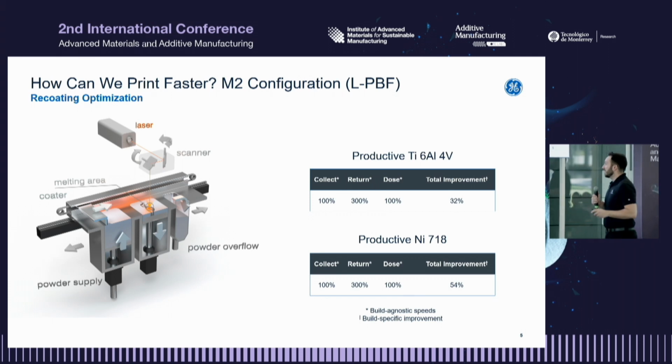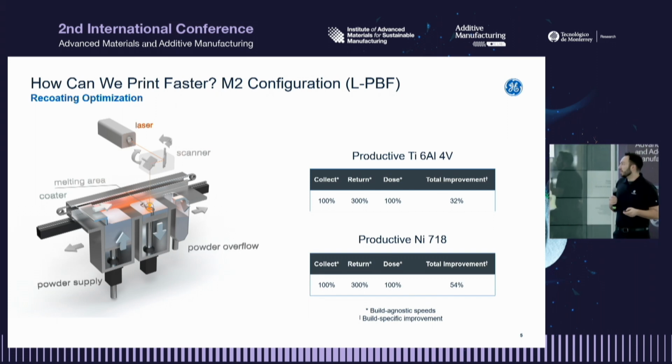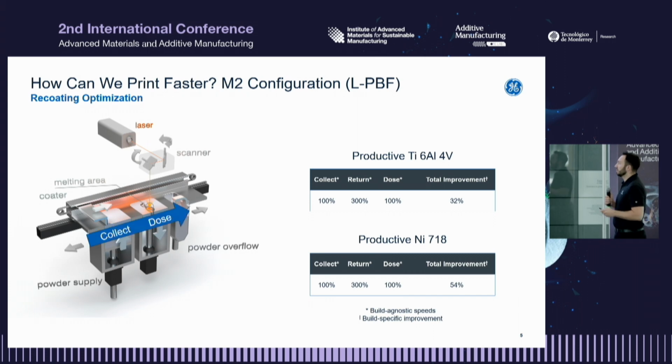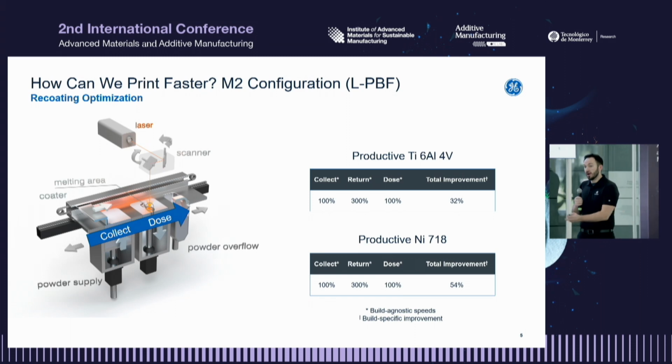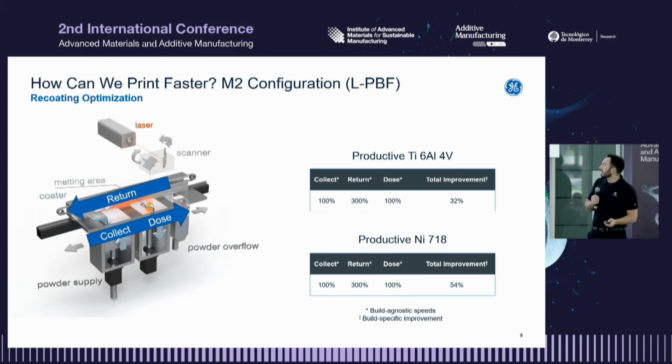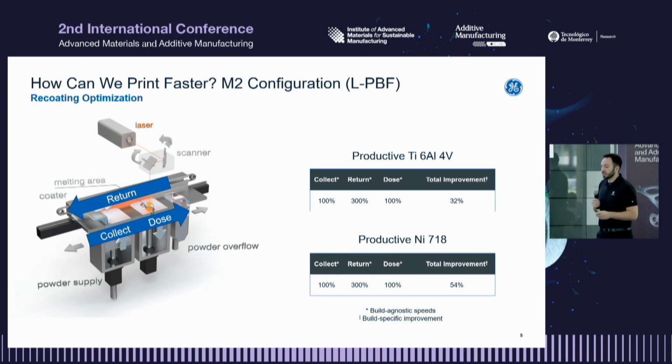So I have on the left-hand side kind of a schematic of one of the styles of laser powder bed fusion machine you might see. And one of the things we can do is optimize the recoating. A recoat step in laser powder bed fusion consists of a collection. So I need to grab new powder, I need to dose it across the powder bed, and then I need to come back and actually return the recoater from where it came so it can begin again in the very next layer. So all of these things take time, and how we can start to think about optimizing is minimizing that amount of time.